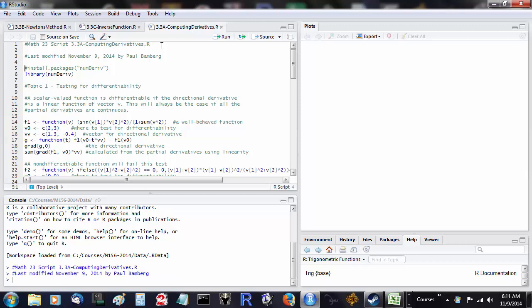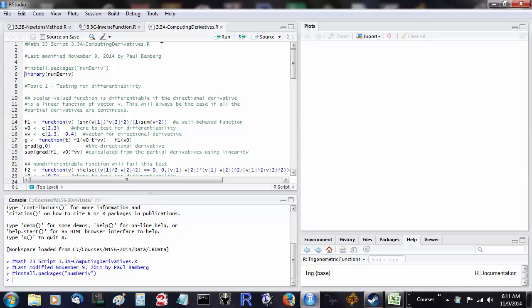If you haven't already done so, install the numDeriv package, then comment out the line so you don't repeat the installation. In any event, you need to call the library function so you'll have access to the gradient and Jacobian functions.